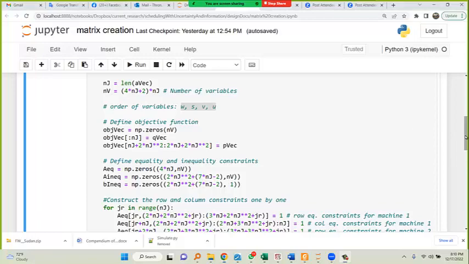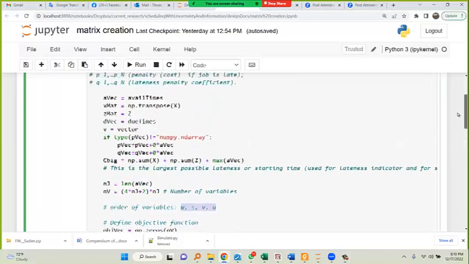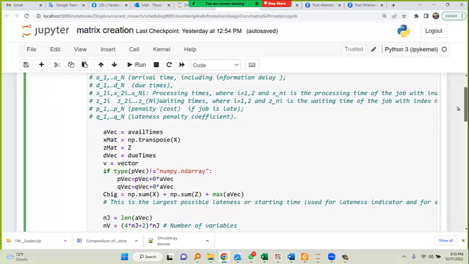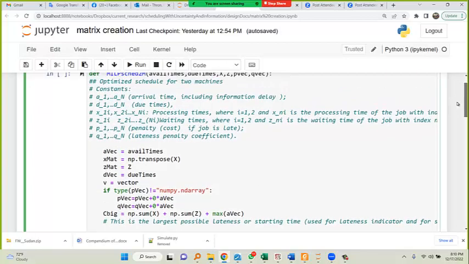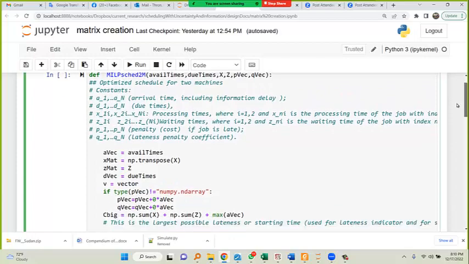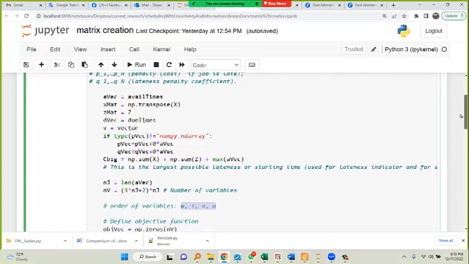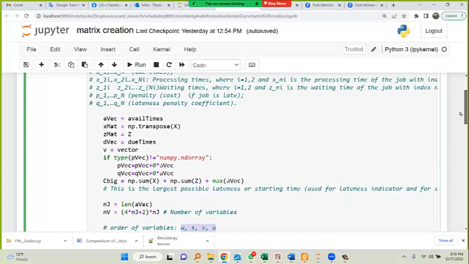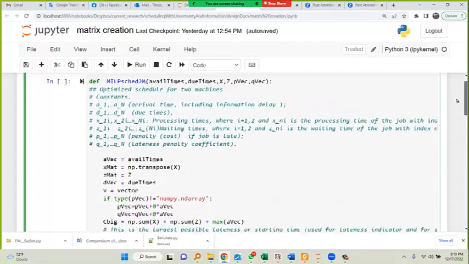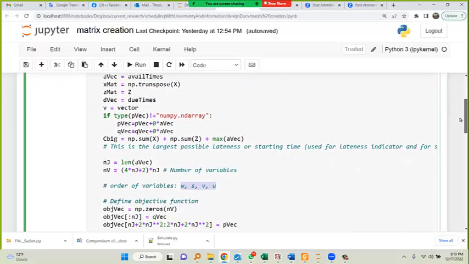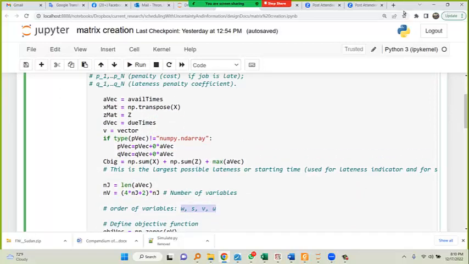Now I'm trying to remember. W was the... I don't remember. W is waiting time. Right. That's right. And how many variables are there for waiting time? You have to check the Word document. I think it's in the Word document. All right, so let's go back to the Word document.